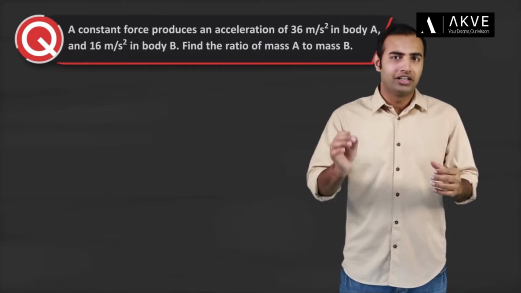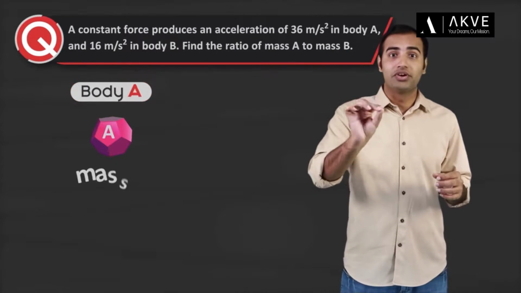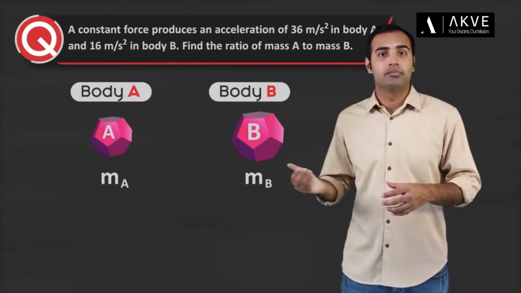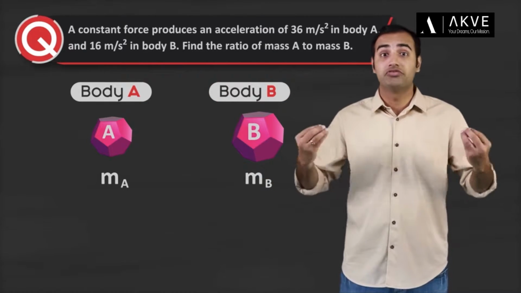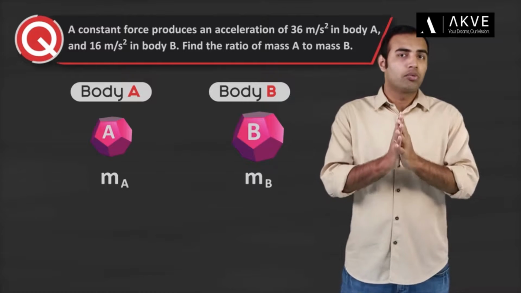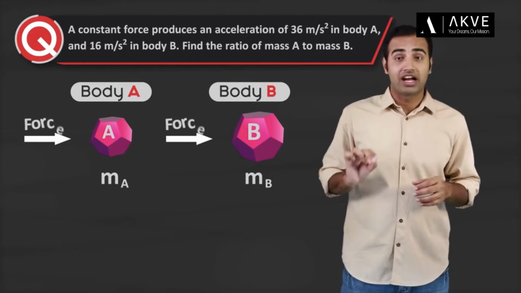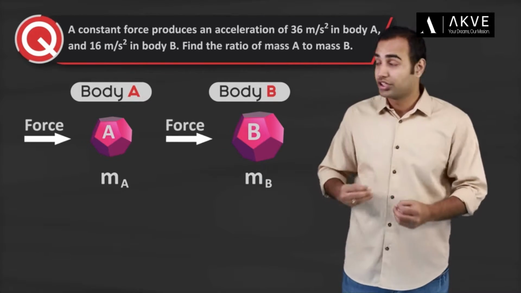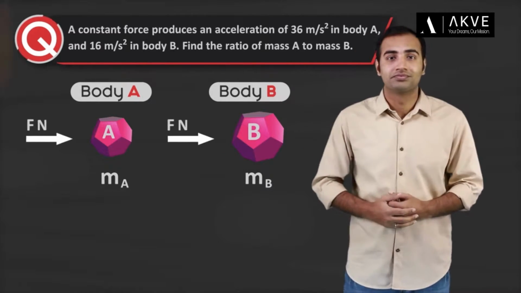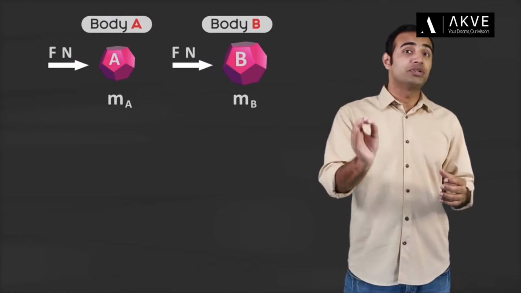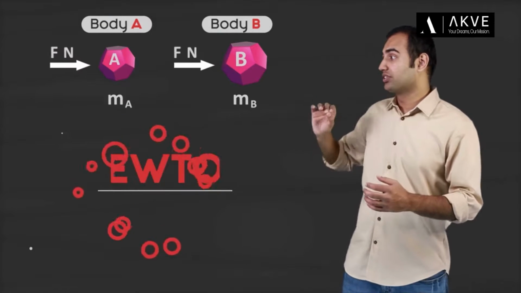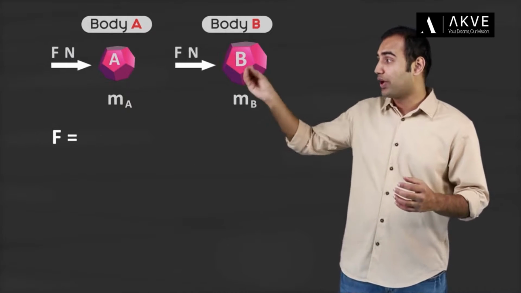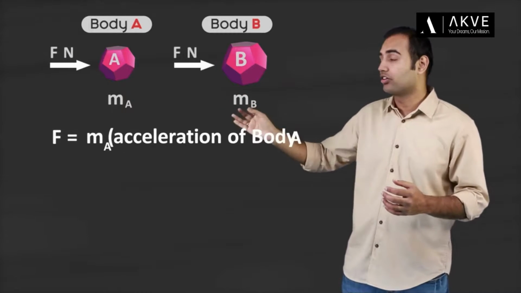So, first of all, let's assume that mass of body A is MA and mass of body B is MB because the problem hasn't given us the value of masses. Apart from that, the problem tells us that the same force acts on both these bodies. So let's assume that constant force to be F newtons. Now I can write the force equation for body A using Newton's second law of motion. So the expression would be nothing but F is equal to MA times acceleration of body A.